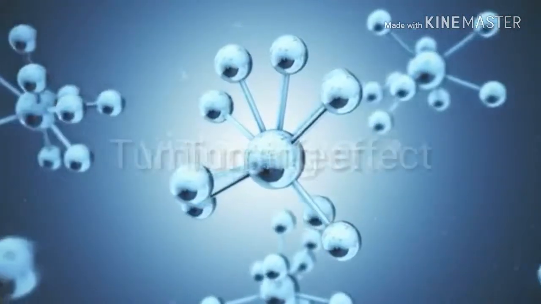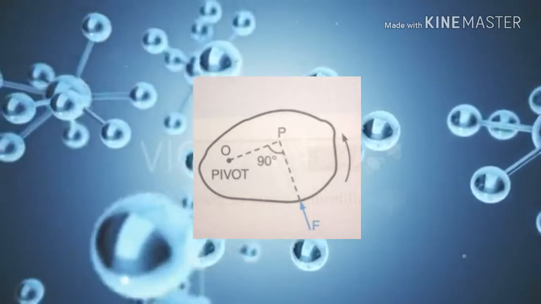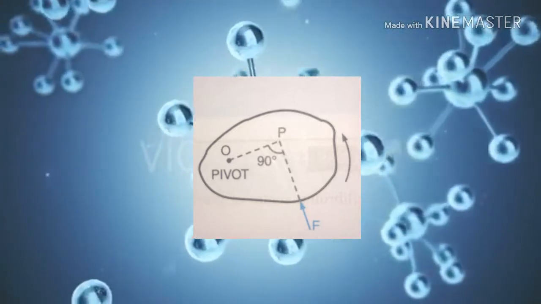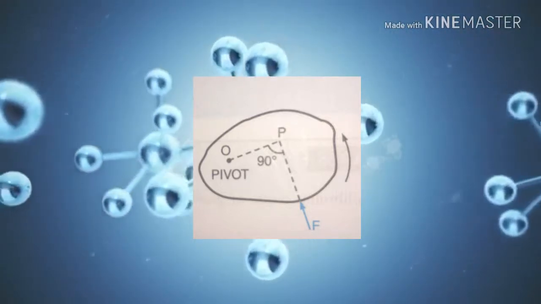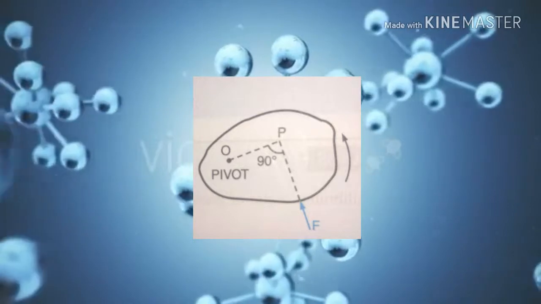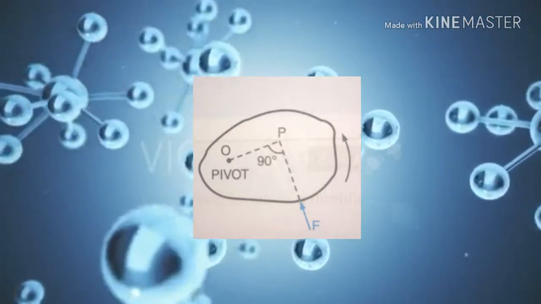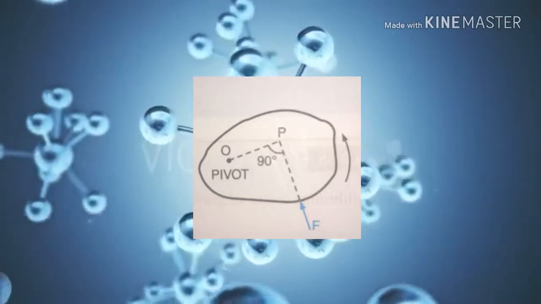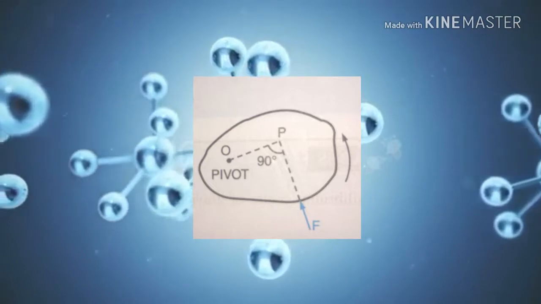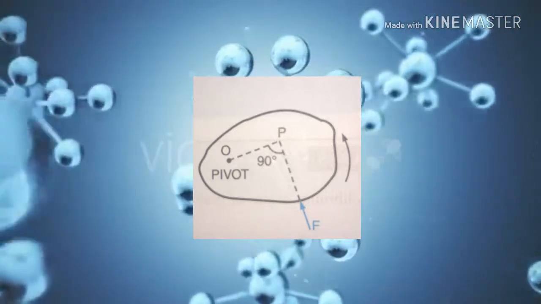We'll start with moment, the turning effect. If I apply a force on a body or an object, and I draw the perpendicular to my line of force, I repeat, if I draw a perpendicular to the line of action of force and join it to the pivoted point, let me name this line X. The body is going to rotate perpendicular to X.